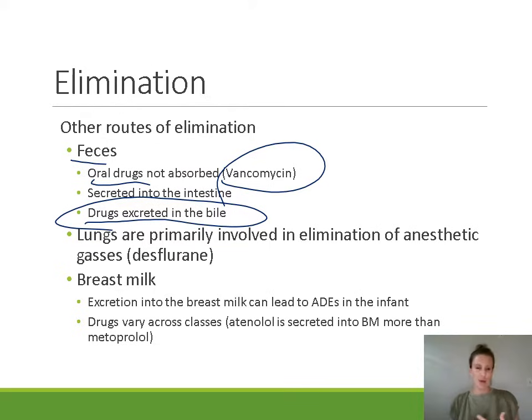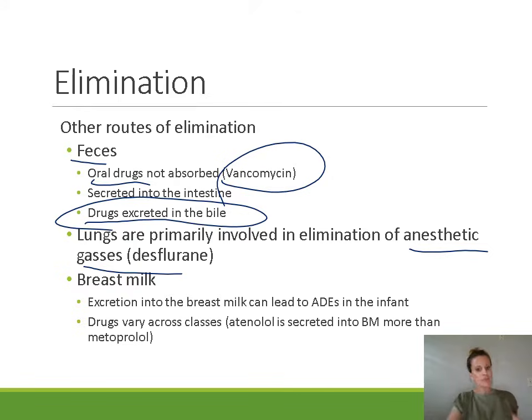The lungs can also be a site of elimination. This is primarily the elimination of gases. So the anesthetic gases that we use, for example, like when patients are having surgery and they're going under, we have them breathe in the drugs. The drugs are in gaseous form. And in that case, the lungs can be a primary site of elimination, but this isn't very common for other drugs.